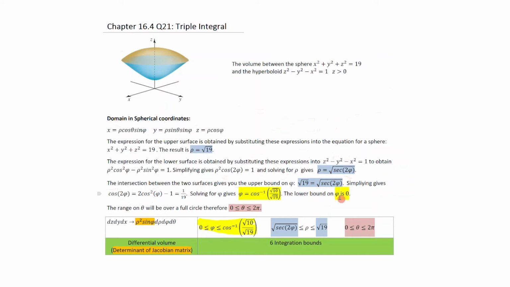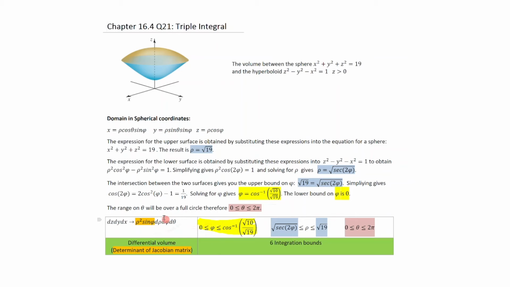And the lower bound on phi will be 0. So phi equals 0 would be here, and phi equals cos inverse root 10 over root 19 would effectively be this angle here. The range of theta will again be between 0 and 2 pi since you're doing a full revolution.